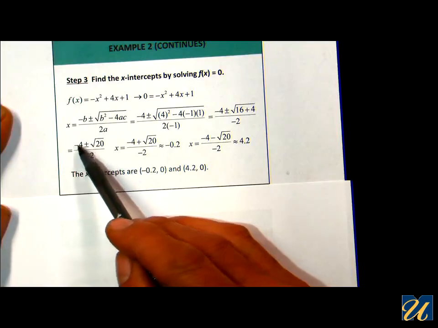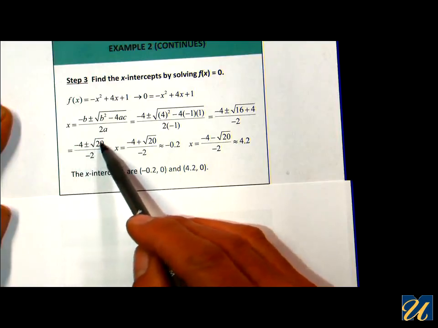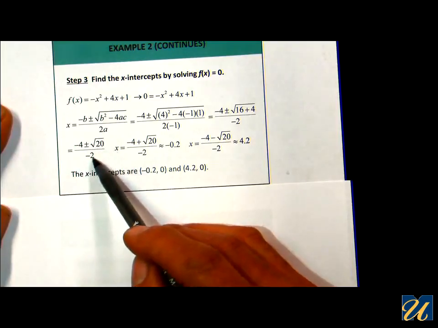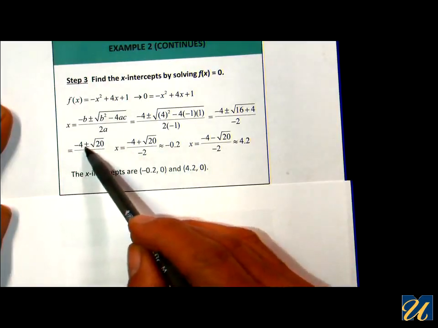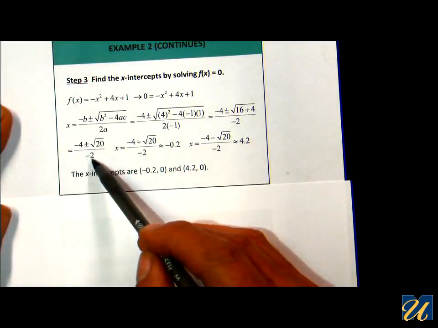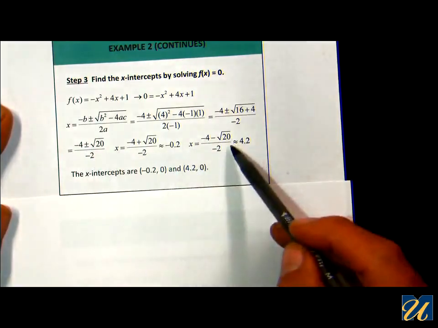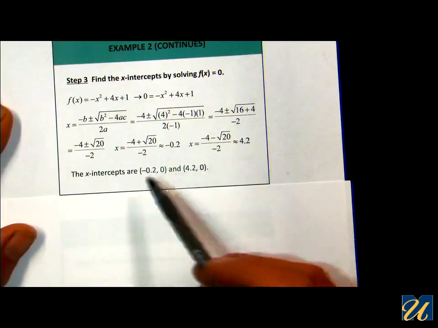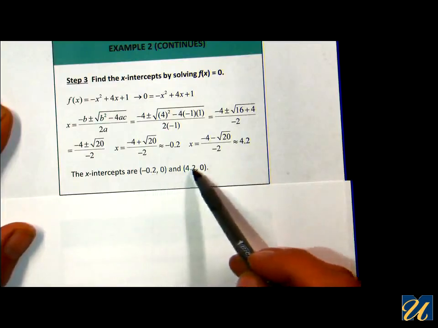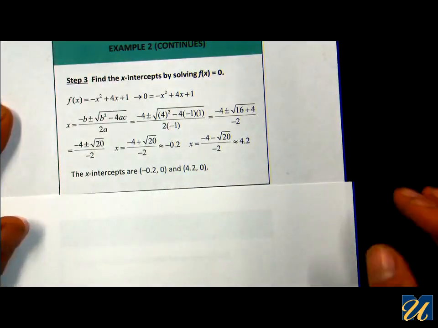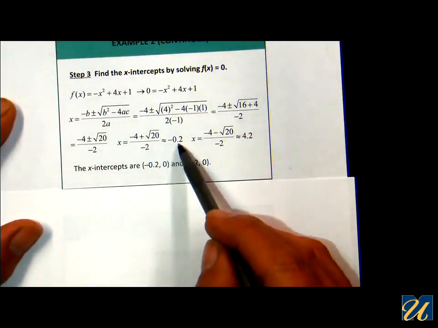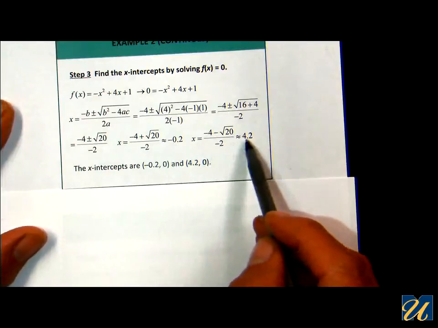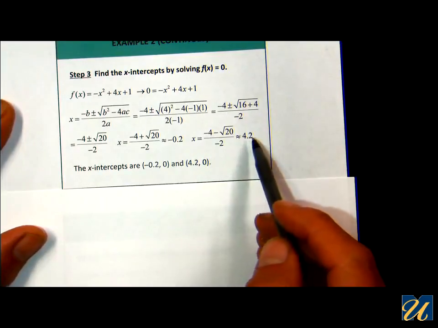The 2 solutions will be negative 4 plus the square root of 20 divided by negative 2. That's this solution here. And also negative 4 minus the square root of 20, all divided by negative 2. And that's the other solution here. Don't forget to write each x-intercept as a full ordered pair. So now we know one x-intercept is negative and one x-intercept is positive. So that is telling us some information about our picture.